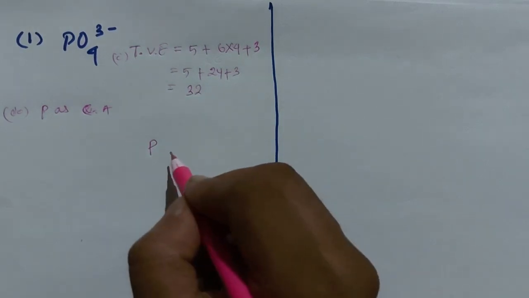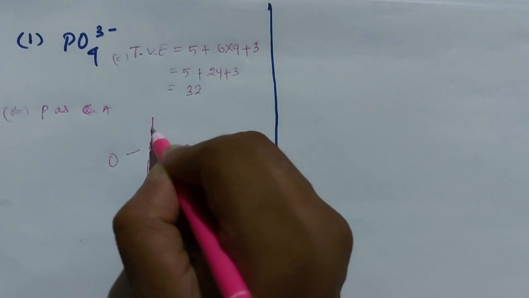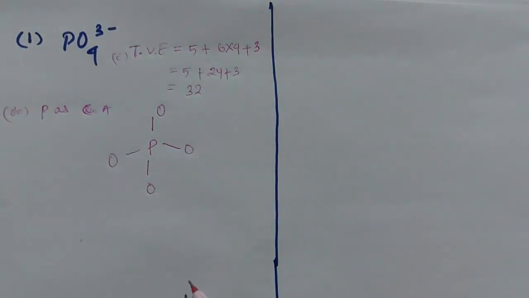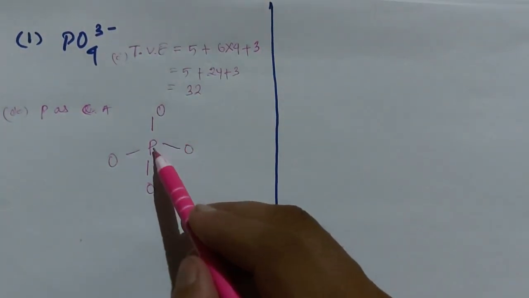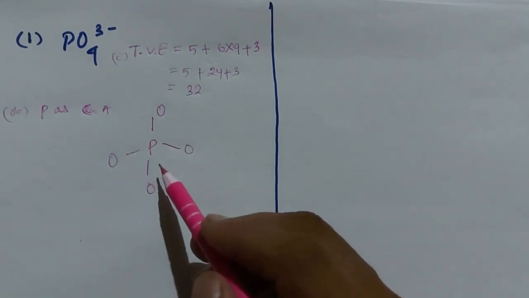Next step is that we will draw the single bond between the central atom and the terminal atoms. So how many oxygens are there? 4 oxygens are there. So we will draw 4 single bonds with the oxygens. Phosphorus with oxygen will make 4 single bonds.